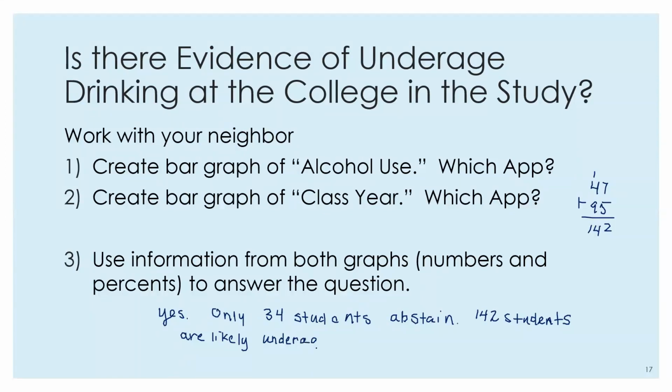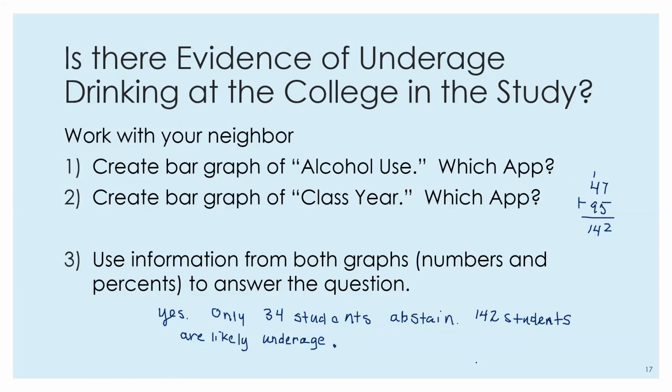And so that is why I think there is some evidence that there would be underage drinking on this campus, because you only have 34 that abstain, which is nowhere close to the 142. Even if only half of that 142 was traditional students who would be underage, that 34 is still less than half of that. So the huge disparity between those numbers is what makes me think there is evidence of underage drinking.